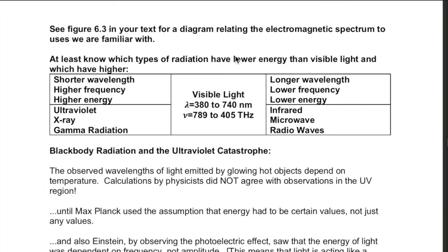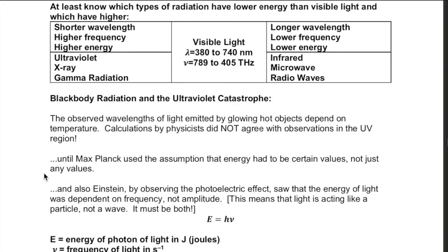So you should review the diagram of the electromagnetic spectrum just to remind yourselves where visible light fits in on that spectrum compared to more energetic light with shorter wavelengths and higher frequencies like UV light, X-rays, and gamma radiation. Also some lower energy radiation like infrared, microwave, radio waves. And the visible light spectrum has wavelengths of between 380 and 740 nanometers and between 789 and 405 terahertz for the frequencies.